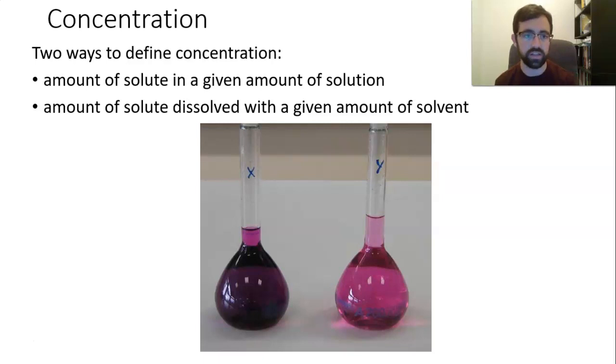It's less concentrated, it has a lower concentration if we have less solute dissolved in that same amount of the solution. Or we could say the same exact thing but use the word solvent instead of solution. If we have more solute in a specific amount of solvent, it's a high concentration. If we have less solute in the same amount of solvent, it's low concentration. More solute, high concentration, less solute, low concentration.